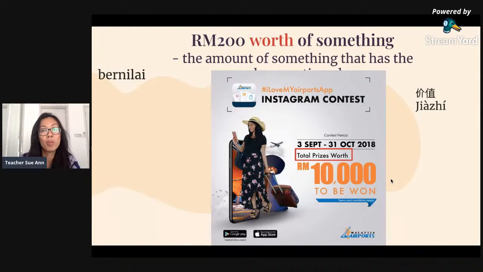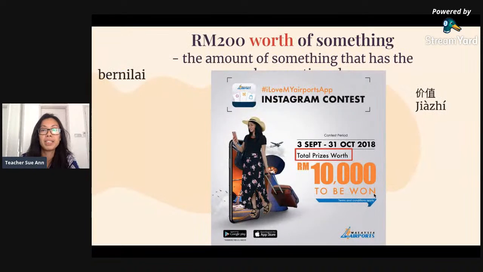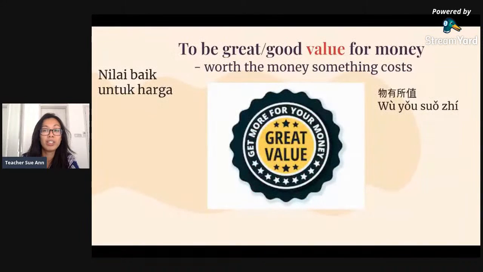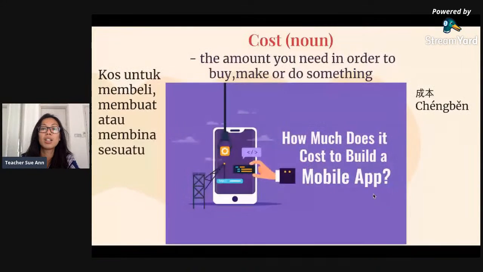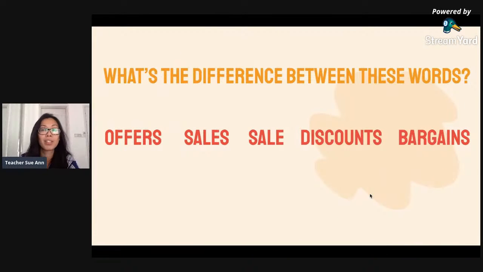And worth, worth of something. You know contests, right? They always have total prizes worth 10,000 ringgit. So you know that this amount is something that they have. You got how much it's worth, bernilai. All right, worth. So remember these four: value, price, cost, and worth. Okay, if you don't understand, you can continue to look on the internet or you can repeat this video.